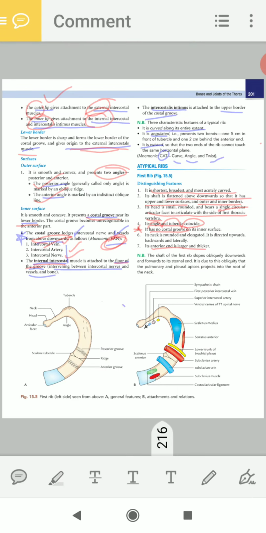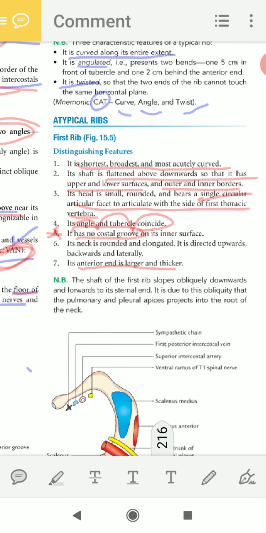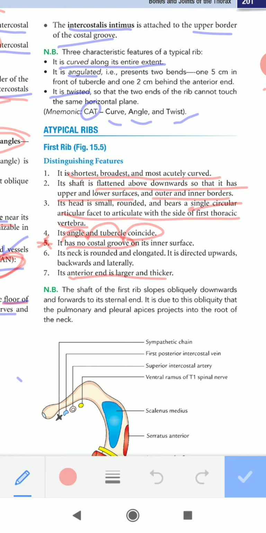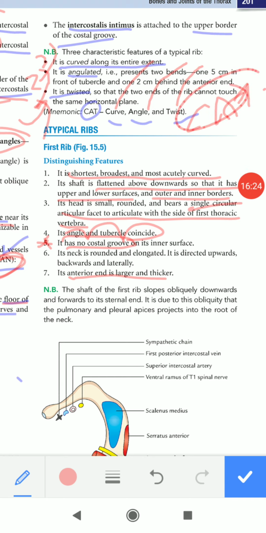Now there are three important characteristics of a typical rib. Number one, it is curved along its entire extent, it is angulated, it has some angle, and it is twisted. So you can remember like this: it is curved, it is angled, and it is twisted. See a cat. Okay, so the typical ribs are from third rib to ninth rib. They are known as typical ribs. Now come to the atypical ribs. At first come to the first rib.